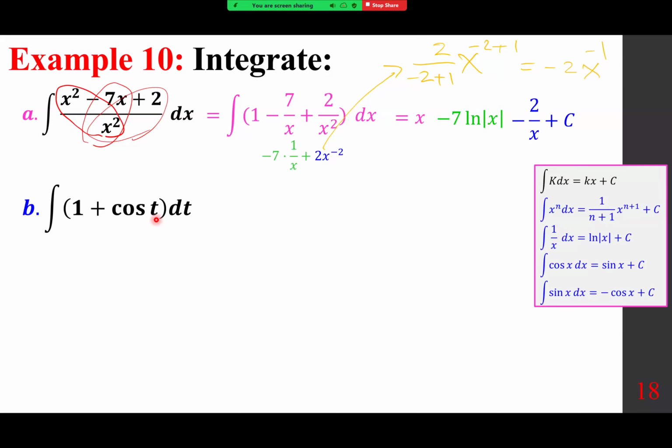The integral of 1 plus cosine t dt, bear in mind the independent variable is t, so 1 gives you t. Cosine, the derivative is negative sine, but the integral is positive sine t plus c. Positive sine t plus c.